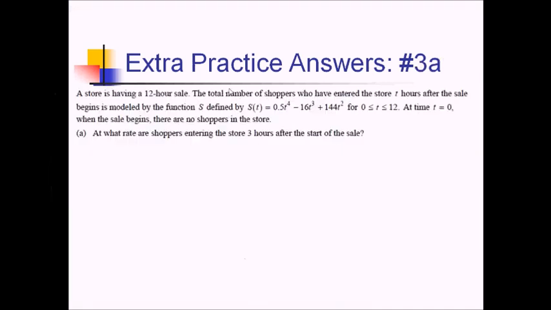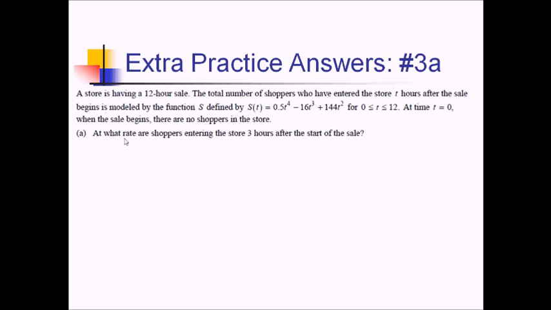For this problem, we have a store having a 12-hour sale. Woohoo! The total number of shoppers who have entered the store T hours after the sale is modeled by the S function, defined as follows right here. So at time 0, they're also telling us when the sale begins, there are no shoppers in the store. Because, I mean, that would be kind of creepy. How did they get in the store before the sale began?